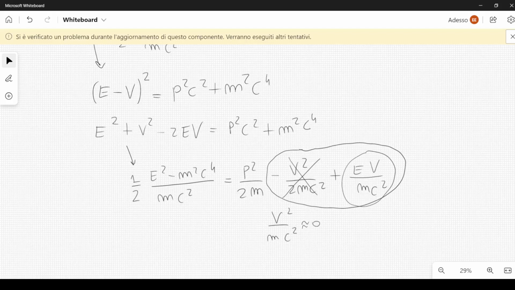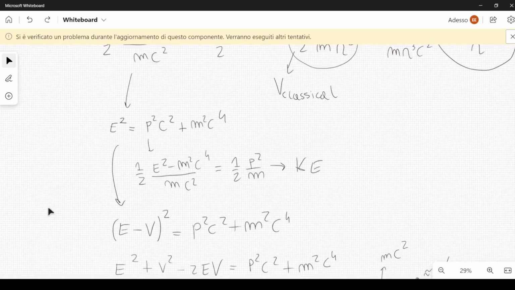And what about this one? Well, the energy for a non-relativistic particle will be approximately equal to mc squared, right? Because its momentum, or its velocity, is much smaller than the speed of light. So E will be approximately equal to mc squared. So this term here will be approximately the potential energy. So you can see that this term here can be associated with the energy of the system.